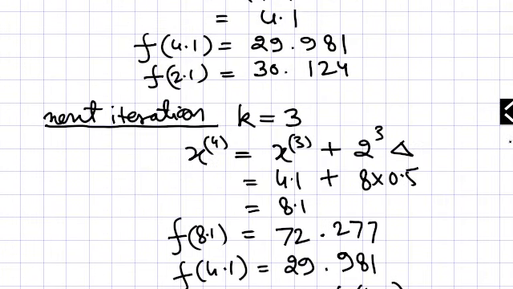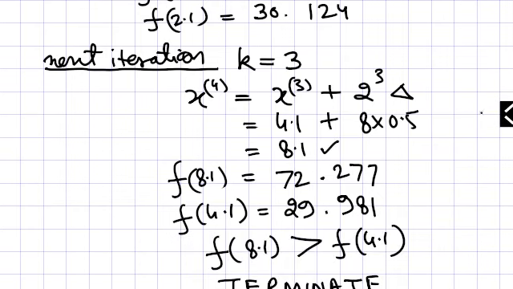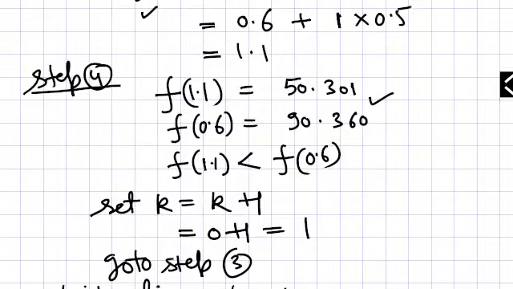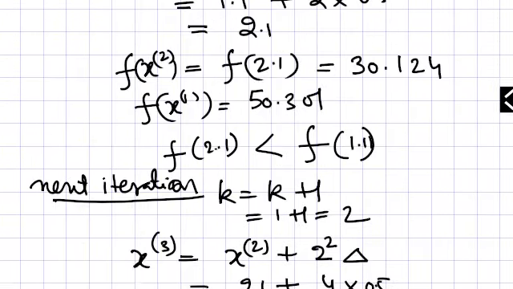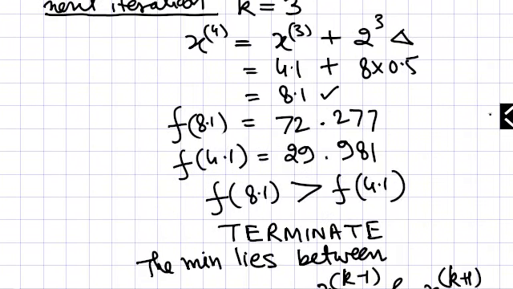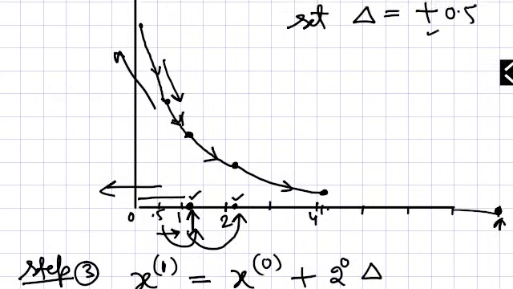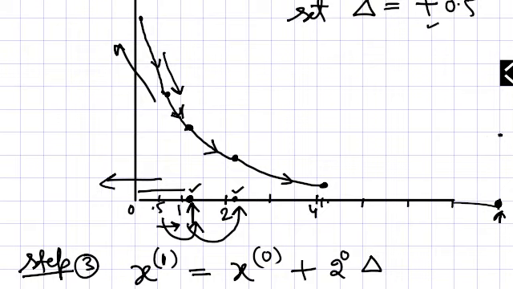So this is the next iteration, k is equal to 3 here. Next value of x is 8.1. So what is the point here? In the graph you can see that 5 6 7 8. So you will jump up to here actually. So you calculated the value here, and you have got 72.277 at this point. So what it is actually saying is that you are getting a value here. So obviously this is showing a trend like this. So now you will stop here and terminate.